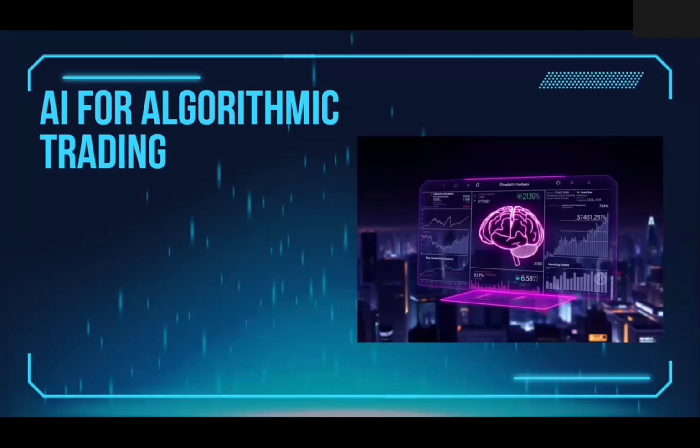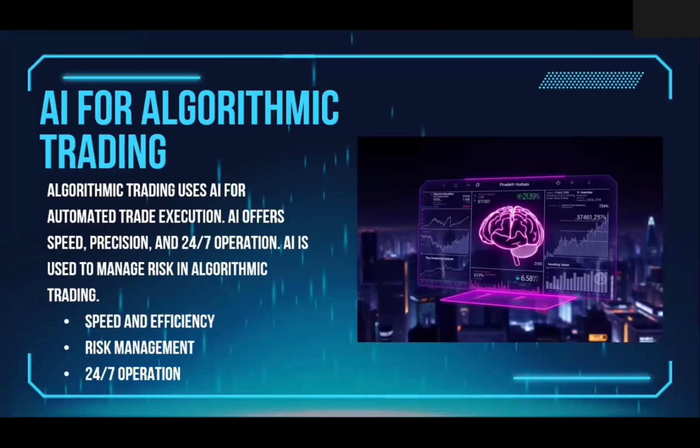AI for algorithmic trading. Algorithmic trading uses AI for automated trade execution. AI offers speed, precision, and 24/7 operations. AI is used to manage risk in algorithmic trading. Speed and efficiency, risk management, 24/7 operation.